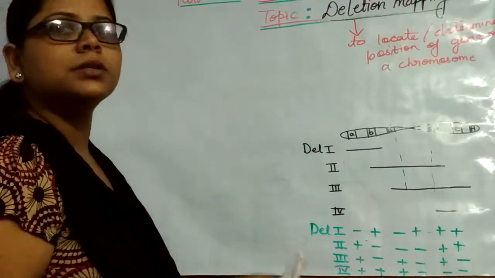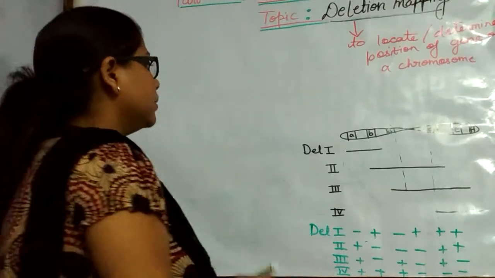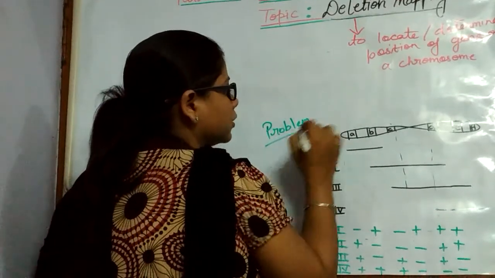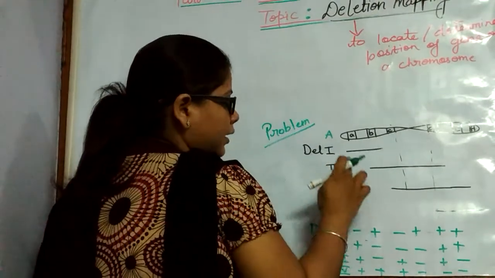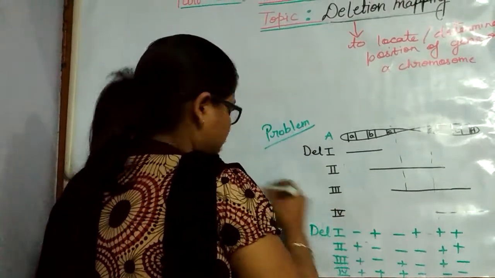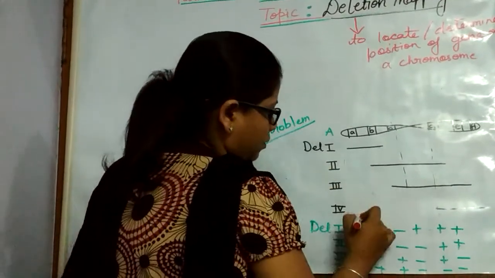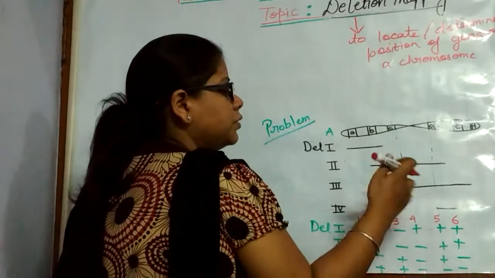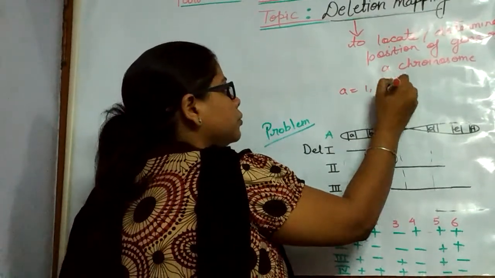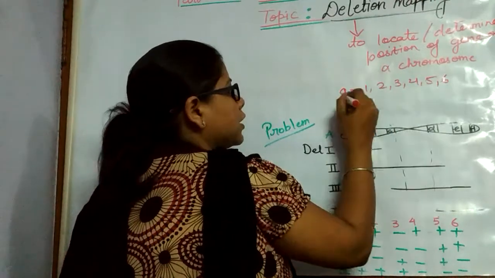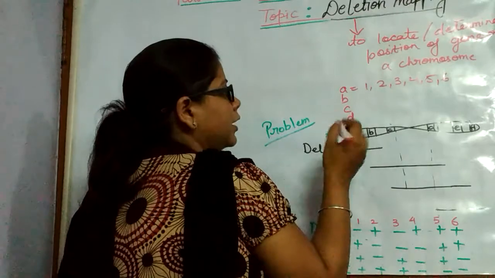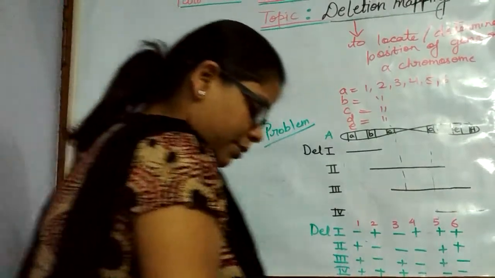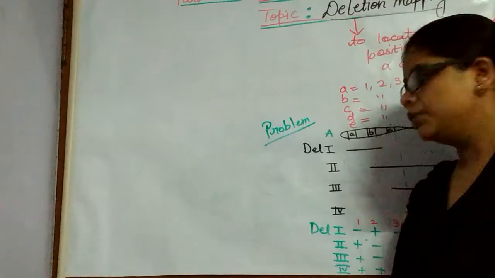Suppose I discuss a problem that will help you in understanding the concept. So here is the problem. Suppose this one is chromosome A. You have to identify positions 1 2 3 4 5 6. The genes A, B, C, D, E, and F may each be at any of these positions. You have to determine the exact location of each particular gene.